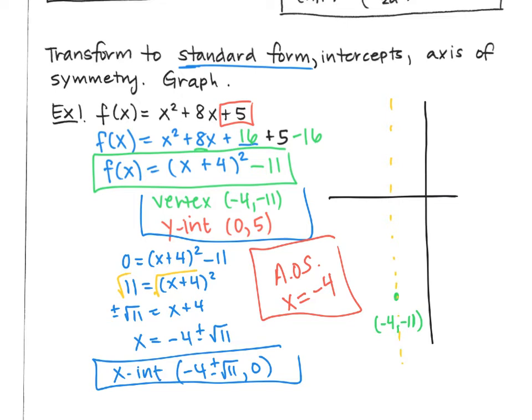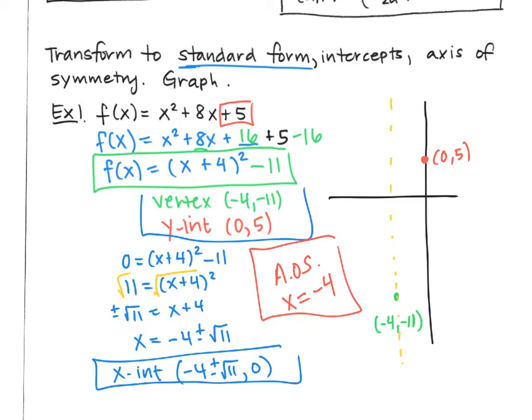Okay, what's next? I have a y-intercept at (0, 5). I'm just estimating (0, 5) maybe around here. I'm going to label it though because I did not draw this to scale. Okay, now the x-intercepts, I have two. One is -4 plus square root 11 and one is -4 minus square root 11.